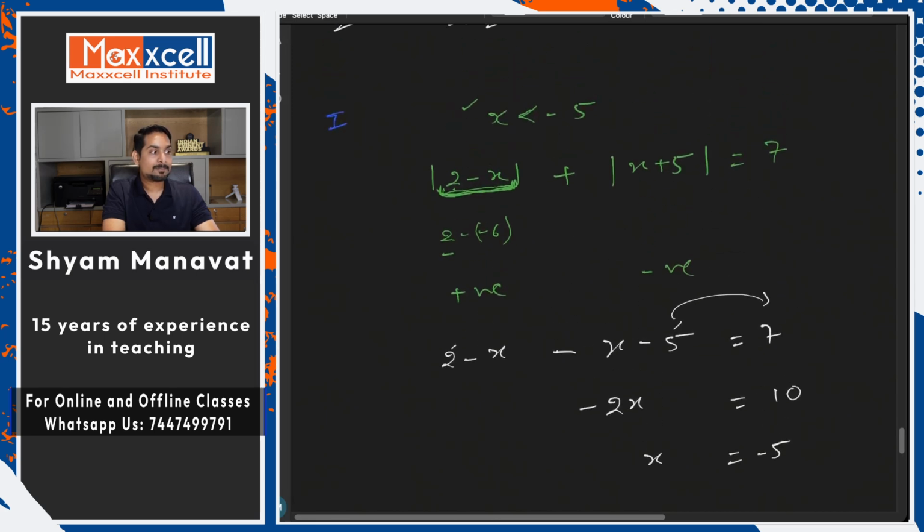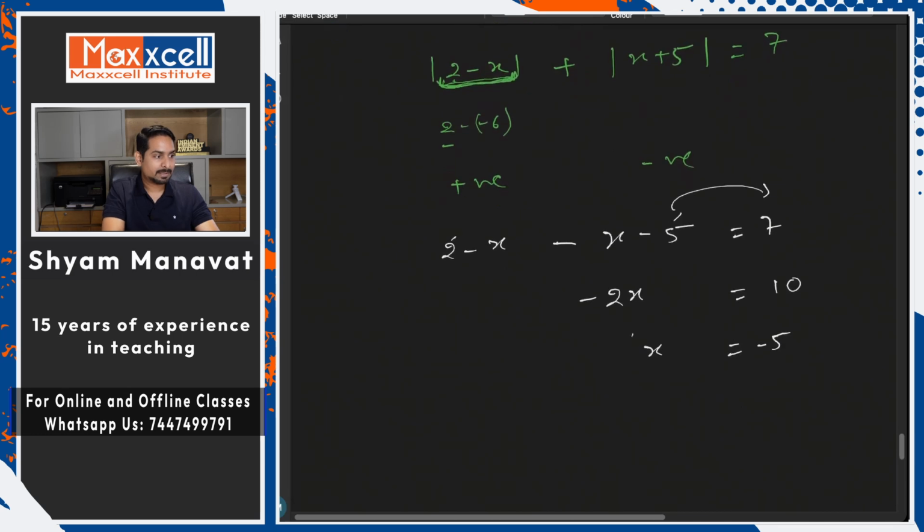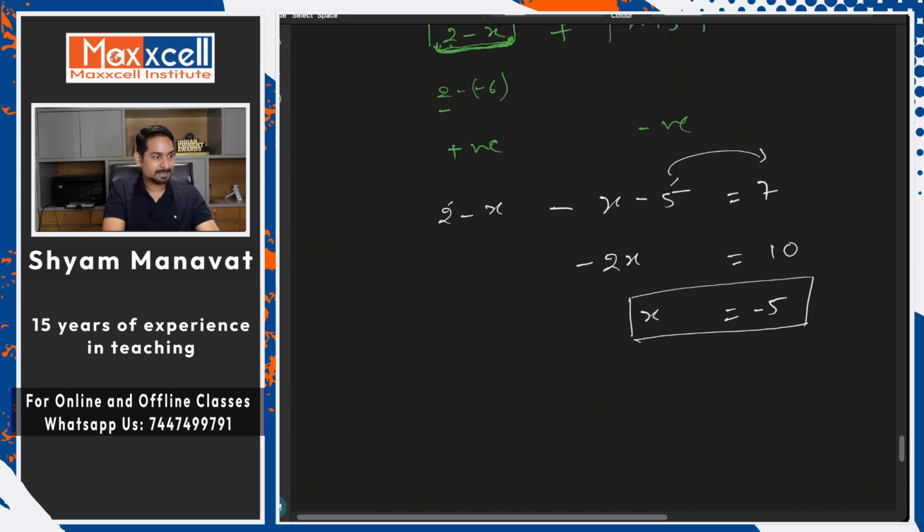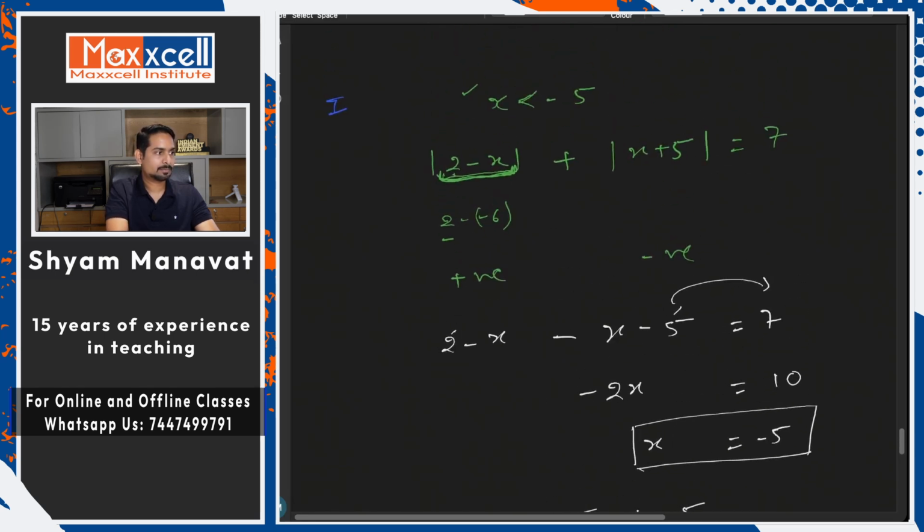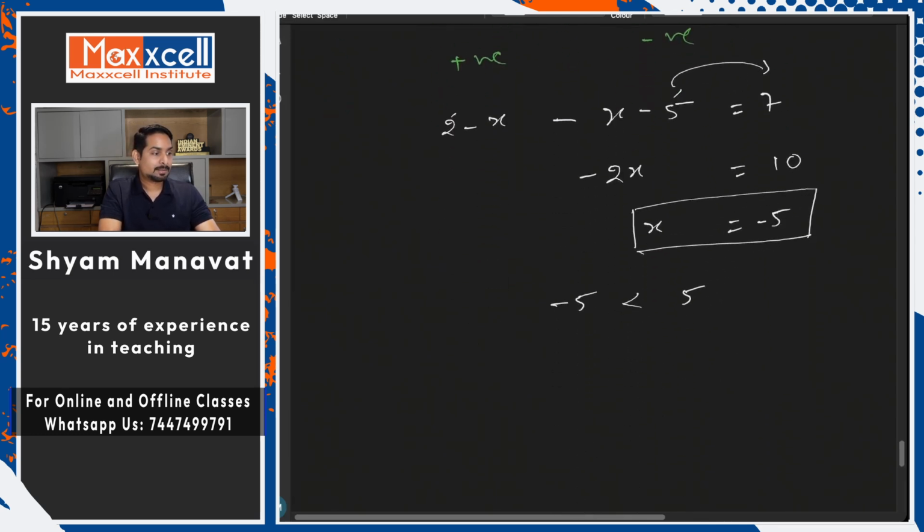Now look at this. We are looking for x less than minus 5, and here we got x equal to minus 5. So we need to check with the range. Try substituting x equal to minus 5 in the given segment. Do you find minus 5 less than minus 5? No, it's not. So what will you say here? This is not a valid solution.